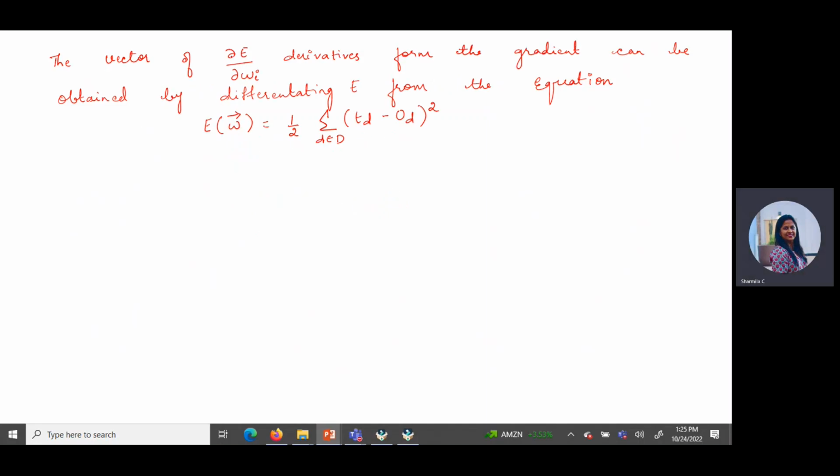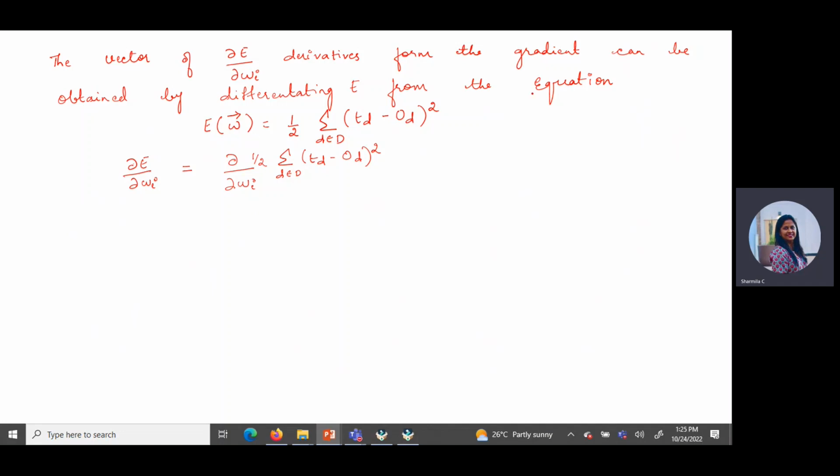The derivatives of E with respect to Wi, which form the gradient, can be obtained by differentiating E from the equation. So we have the cost function or error function, E of the weight vector, equal to 1 by 2 sigma over d belonging to D of (td minus od) whole square.